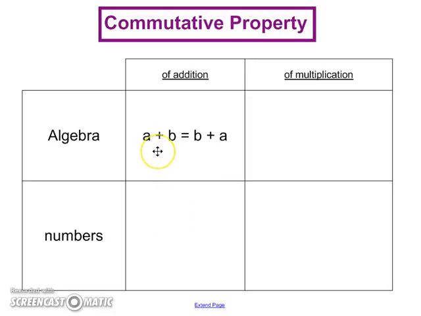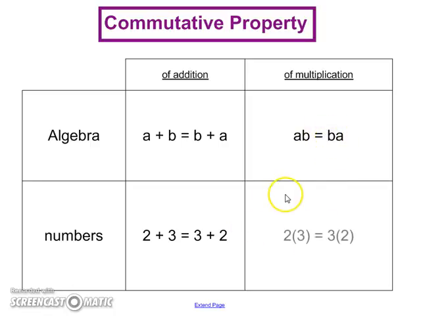Okay, so if we're doing the algebraic way, if you were to look in a textbook, this is what you would probably see. For addition, a plus b is the same thing as b plus a. Again, 2 plus 3 is the same thing as 3 plus 2. That's just an example. If we're talking multiplication, a times b, no space, will be the same thing as b times a. And again, I'm using 2 and 3 here as an example. 2 times 3 is the same thing as 3 times 2. Either way gives us 6.